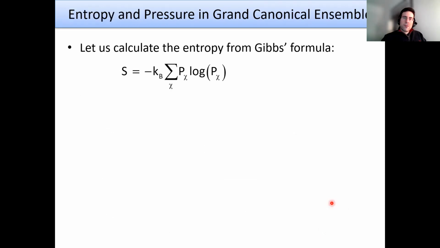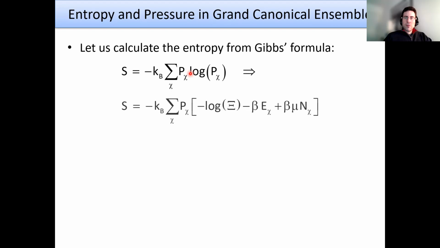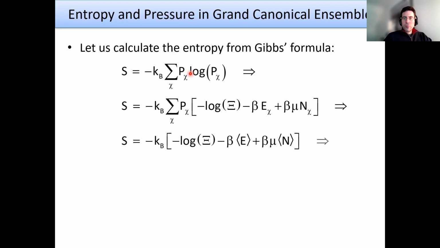So similar mathematics we can apply to calculate other thermodynamic quantities. For example, the entropy. We use the Gibbs formula in this case. So we know the probabilities, and then after a bit of math, which is not too difficult, we end up with this expression here. Always remember beta is the inverse temperature, 1 over kT.